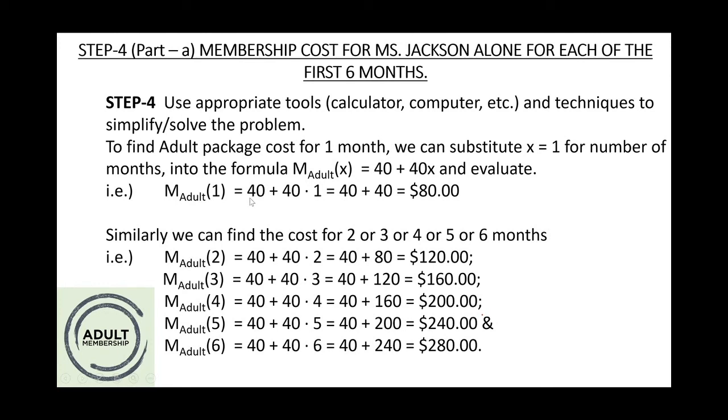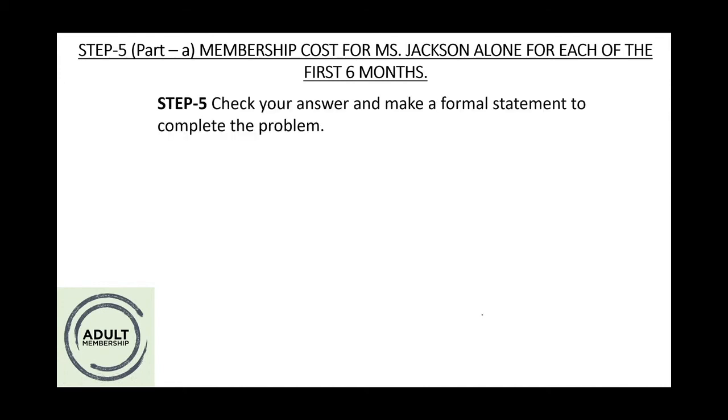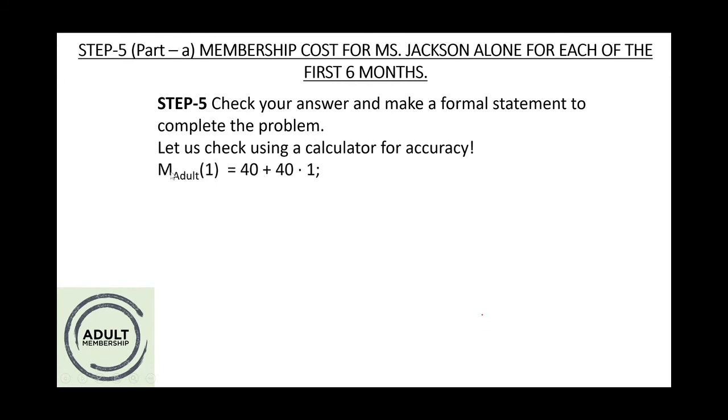So now we designed a strategy and we executed it. Now we have to check our answer. That's step number 5. So step 5, check your answer and make a formal statement to complete the problem. So let us check using a calculator for accuracy. So m sub adult of 1 is equal to 40 plus 40 times 1.